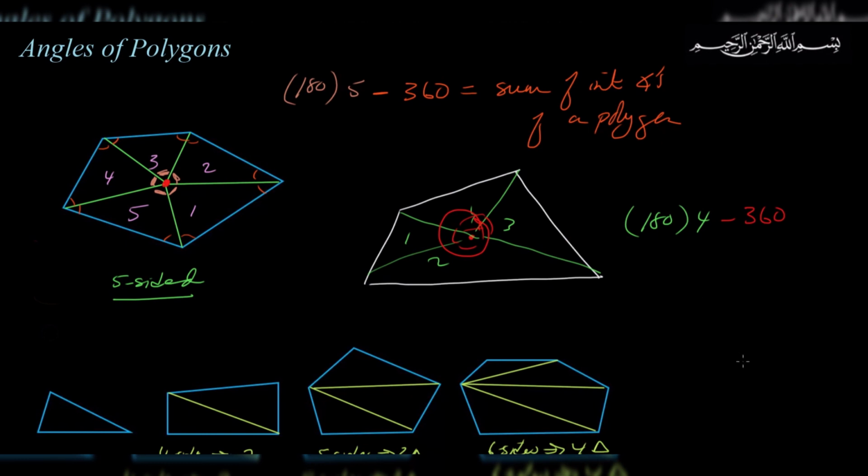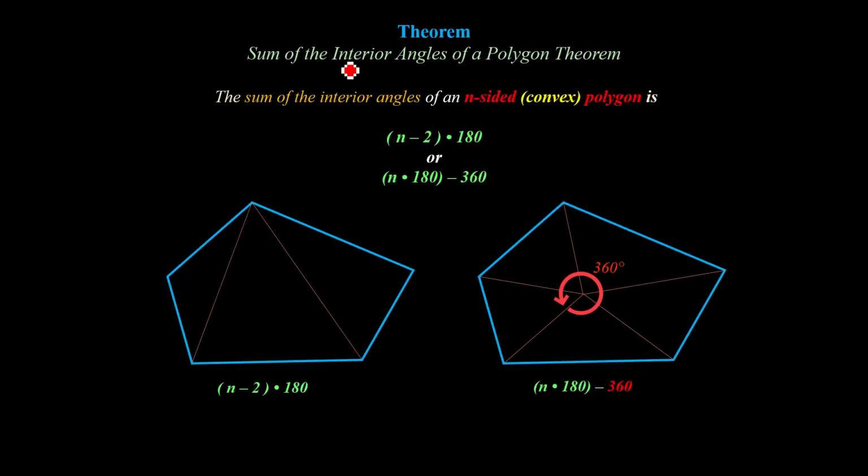So there are 2 ways of finding the sum of interior angles of a polygon. This is the sum of the interior angles of a polygon theorem. The sum of the interior angles of an n-sided convex polygon. We shall elaborate on this next time. Convex means it's not dented, if you remember. Those are concave polygons. So this only applies to convex polygons, which is a little detail we shall add in the future. The sum of the interior angles of an n-sided polygon is n minus 2 times 180 degrees.